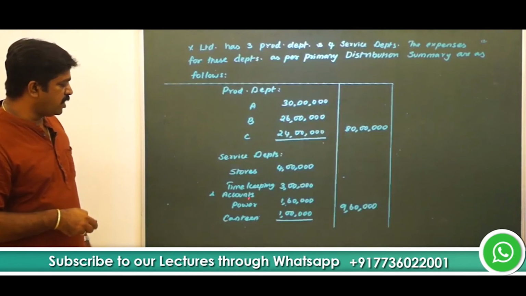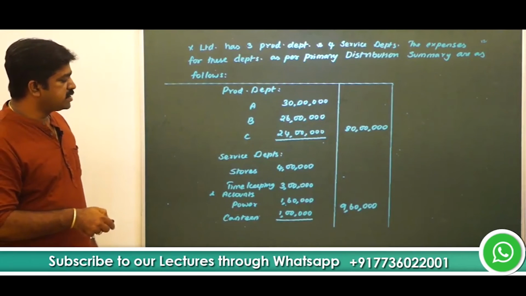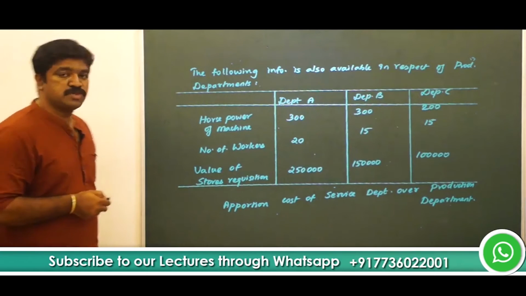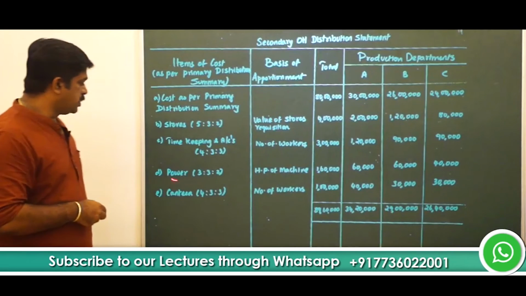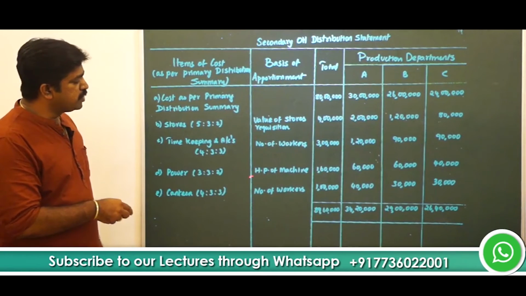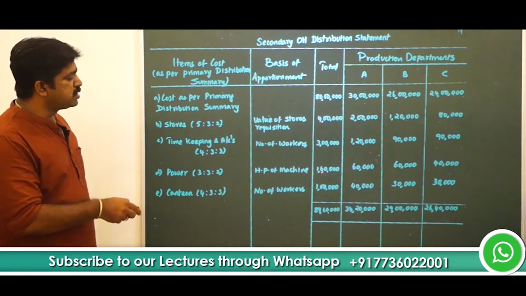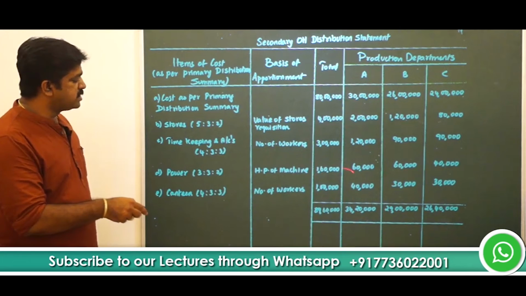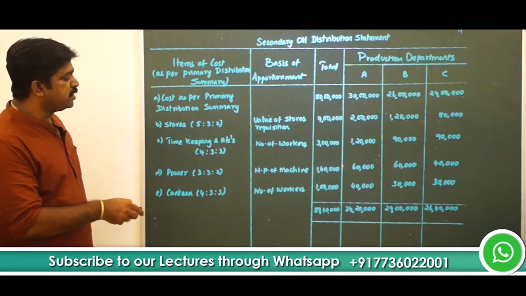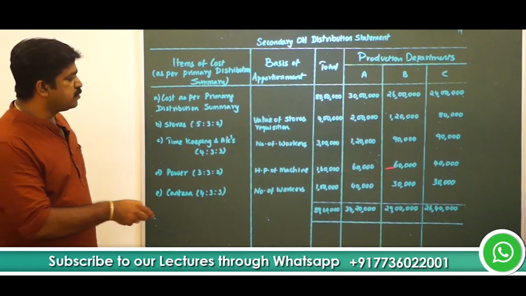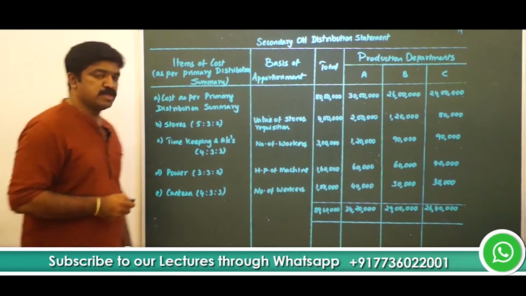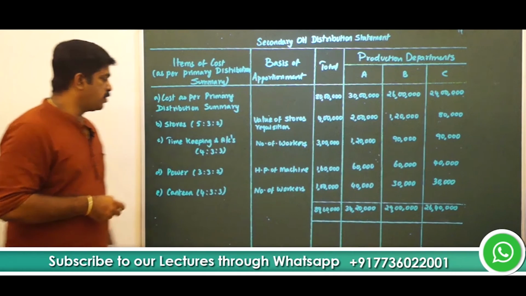What is the next item we have? Power, 1,60,000, which has to be apportioned on the basis of horsepower, which is 3:3:2. So let's put that here. Power ratio is 3:3:2. The basis of apportionment is horsepower. The total is 1,60,000. So 1,60,000 divided by 8 multiplied by 3, you get 60,000. Same, 1,60,000 divided by 8 multiplied by 2, you get 40,000. In this way, we have apportioned the power cost.